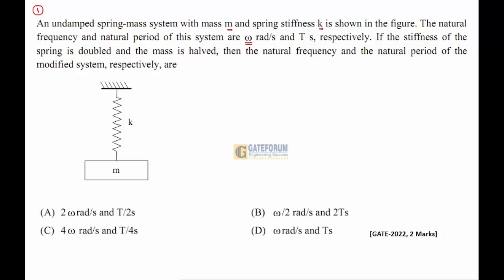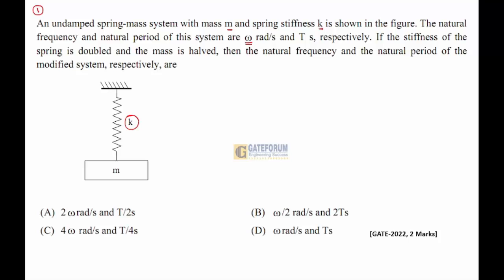He has given a spring which is attached with the stiffness K and mass M. Option A: 2 omega radian per second, T by 2 seconds. B: omega by 2 radian per second and 2T seconds. C: 4 omega radian per second and T by 4 seconds. D: omega radian per second and T seconds.